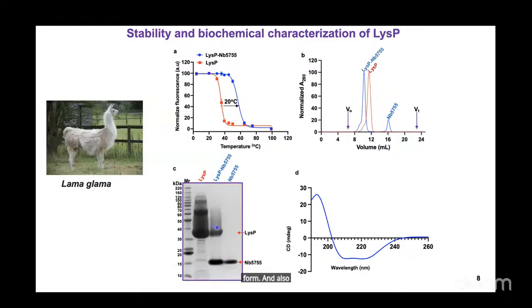And also on SDS-PAGE, you can see once you run the complex, this peak. You can see here you have two proteins, and this is the free nanobody here. So the LysP protein that was injected, if you do circular dichroism spectroscopy, you can see that it's predominantly alpha helix.